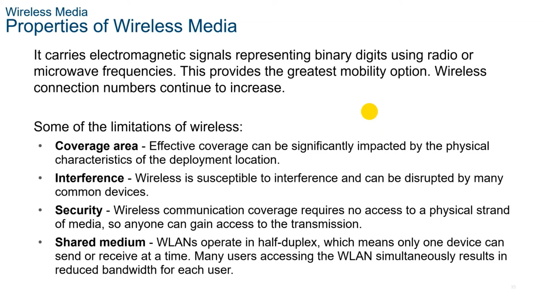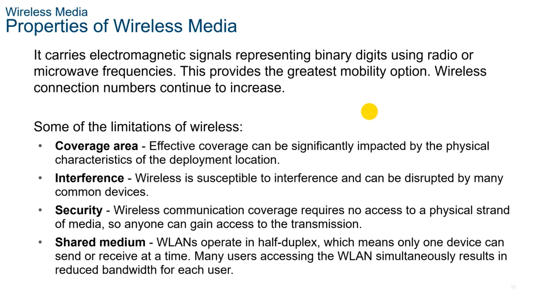So you may be taking this course using a tablet or smartphone. This is only possible due to wireless media, which is the third way to connect to the physical layer. Wireless media carry electromagnetic signals that represent the binary digits of data communications using radio or microwave frequencies. Wireless media provides the greatest mobility options of all media, and the number of wireless enabled devices continues to increase. So wireless is now the primary way users connect to home and enterprise networks.